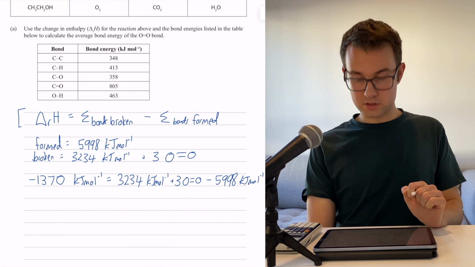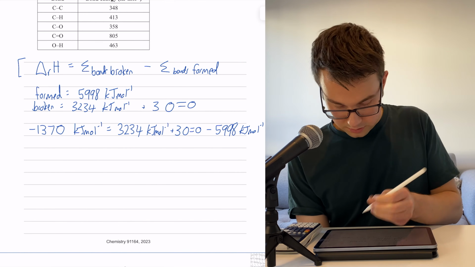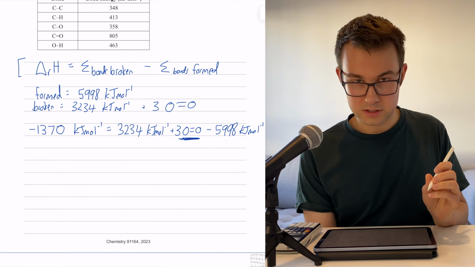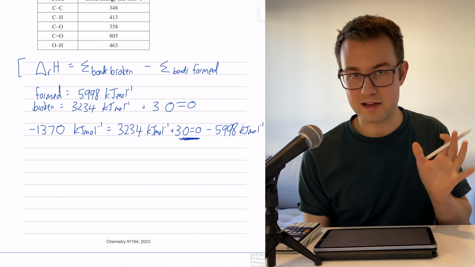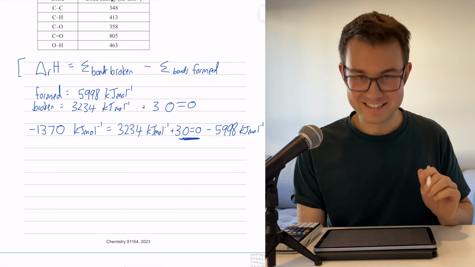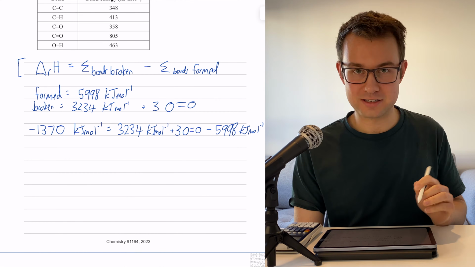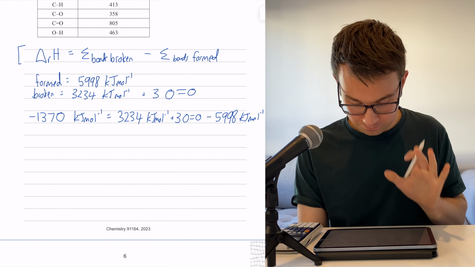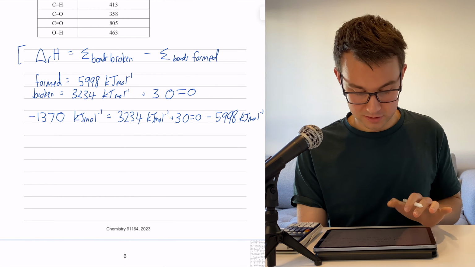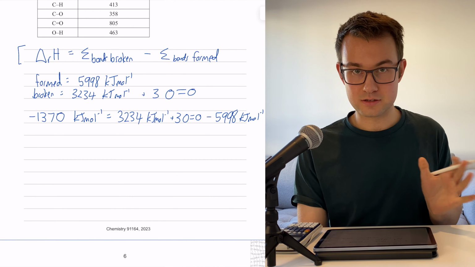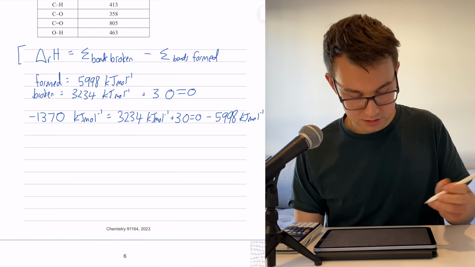Okay, cool. So now we've put the numbers in that we've worked out. How are we going to work out this oxygen bond here? Well, we need to use math and algebra. Ooh, scary. I'm terrified, but I believe in you. You can do it. What are we going to do? We need to get this oxygen value over to one side of the equation and the numbers over to the other side.